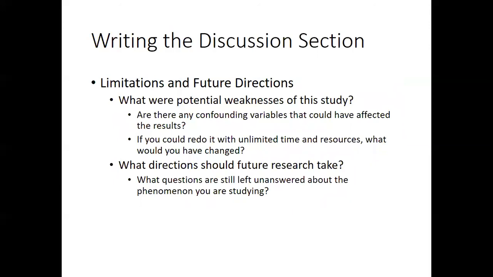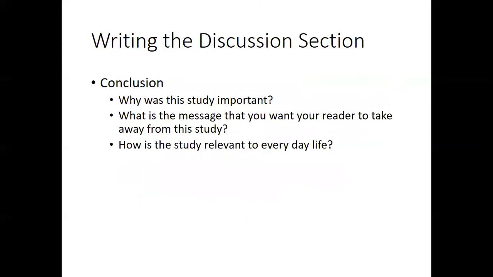And then also, you can combine this or have it as a separate paragraph: what directions should future research take? So here I'm thinking not so much of redoing our exact study, but what are the bigger questions still left? So we found this interaction with regard to perceptions of happiness. What does it suggest about the halo effect? And what are the other things we need to study with regard to the halo effect?